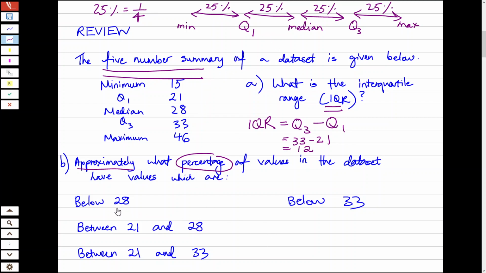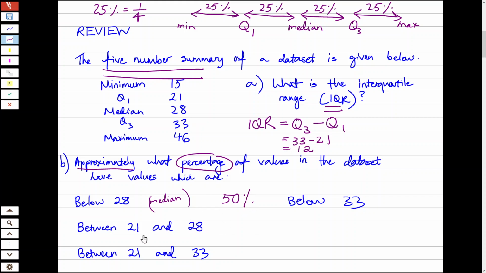Okay. Where is 28 in my 5-number summary? It's the median. Okay. So now that I've told you that 28 is the median, what percentage is going to be below the median? The median is in the middle. So how much of my data is going to be to the left? I'm saying below the median, so this part of the data. Remember, the median breaks your data set into half.